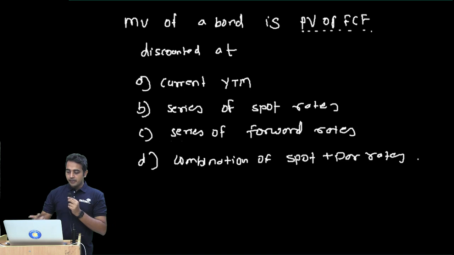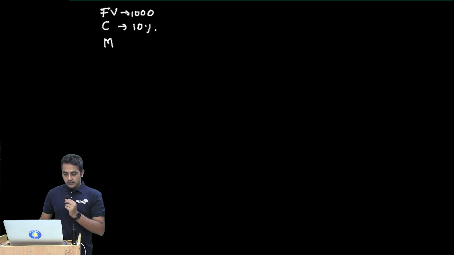I've generally seen people have a lot of difficulty understanding the difference between spot and the forwards, or the difference between spot and YTM. So we'll try to build one comprehensive example. Okay. So let's say we have a bond which has a face value of 1000. Coupon rate of the bond is 10%. Maturity of the bond is 5 years.